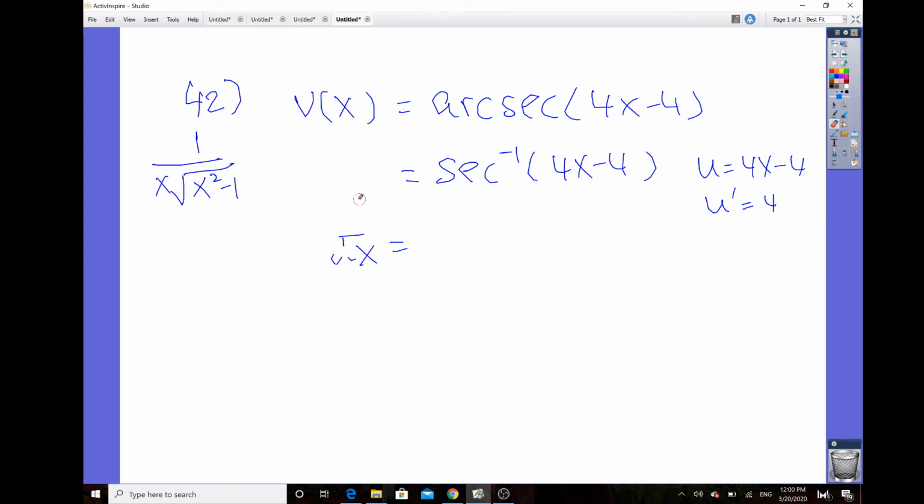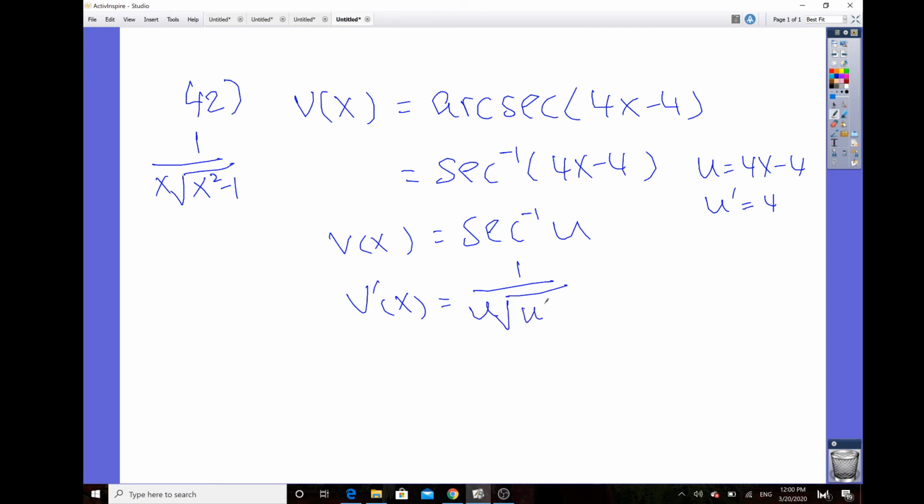Okay, so let's just do the u substitution first, because it makes a whole lot easier by the time you differentiate it. So we do have v of x equals inverse secant of u. Now take the derivative v prime of x, or according to the solution, dv over dx, which is the same thing. So it's 1 over u times the square root of u squared minus 1, times u prime.